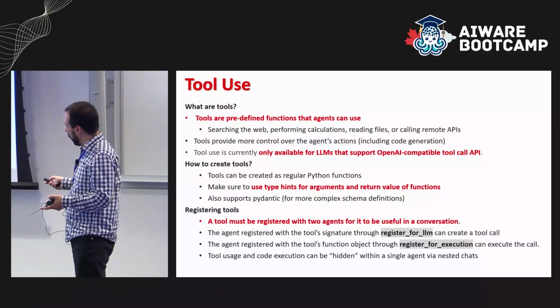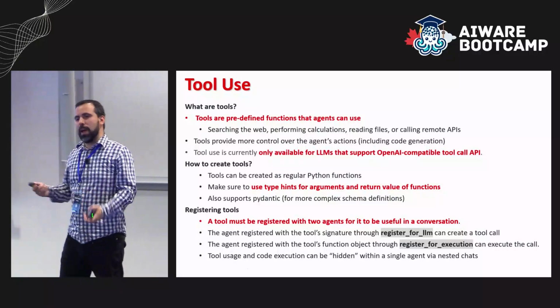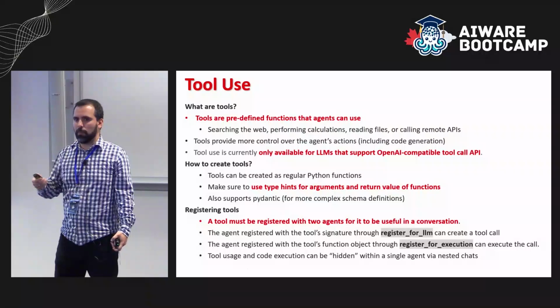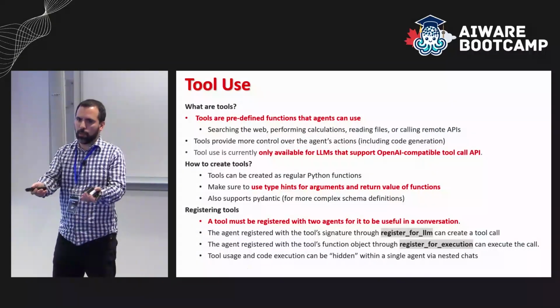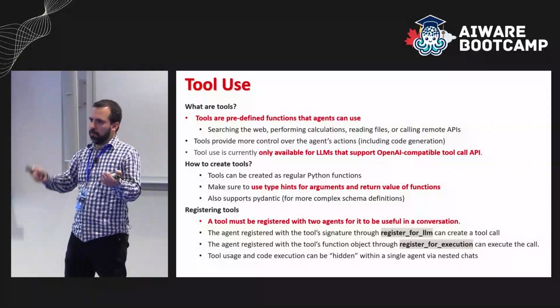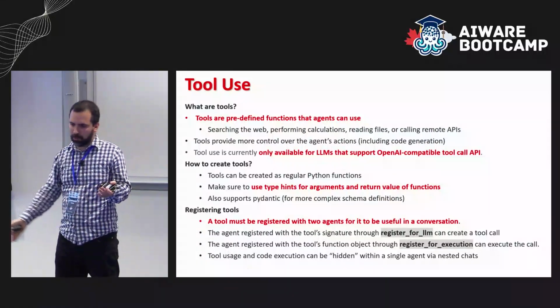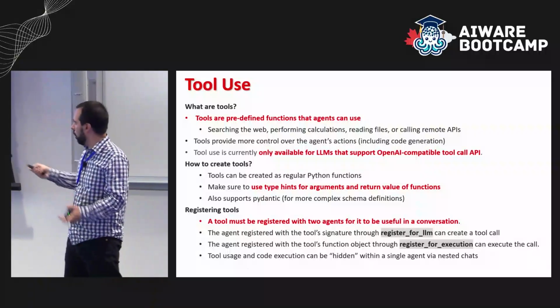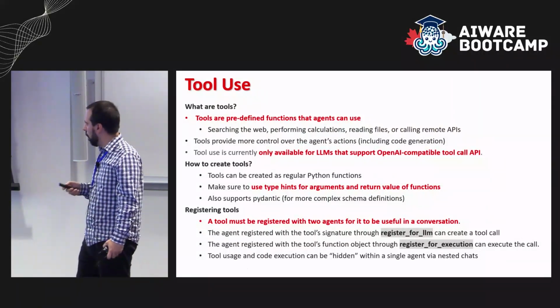Tools in Autogen are Python functions. Now, this doesn't mean that your tool needs to be implemented in Python. It just means Python is your gateway, right? It could call a web service, it could invoke something else, it could invoke a shell script. It could be anything really, right? But your gateway is basically the Python functions.